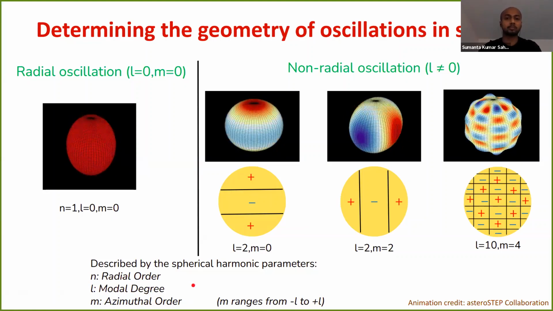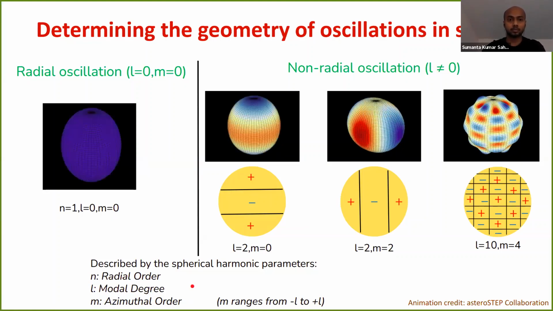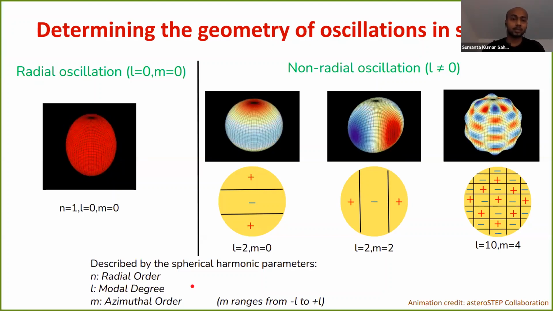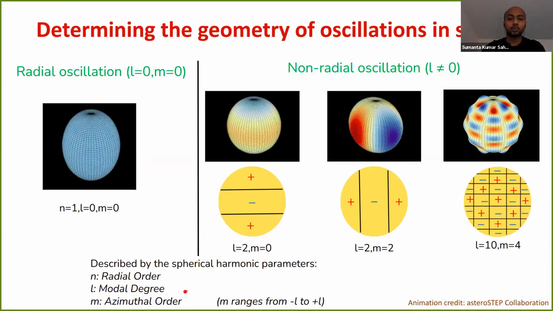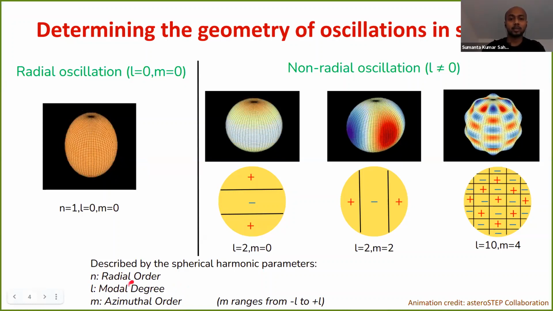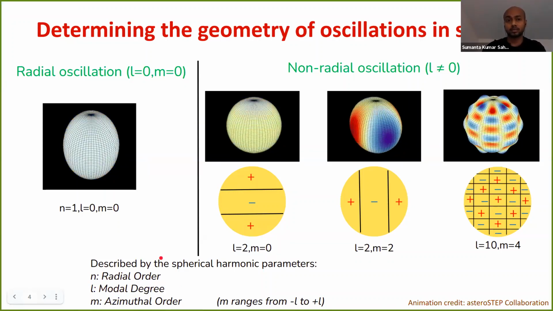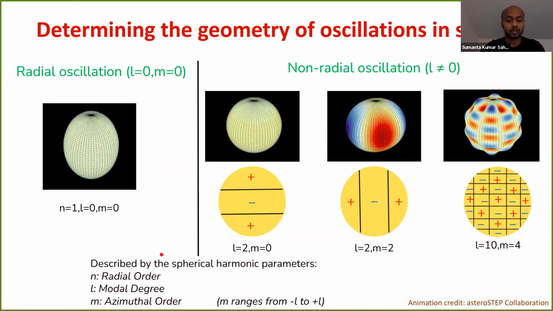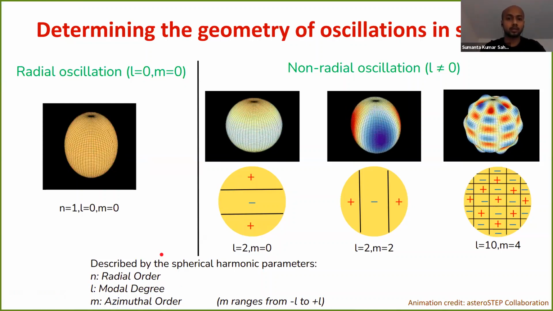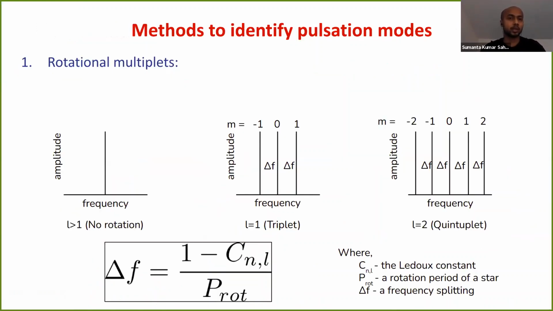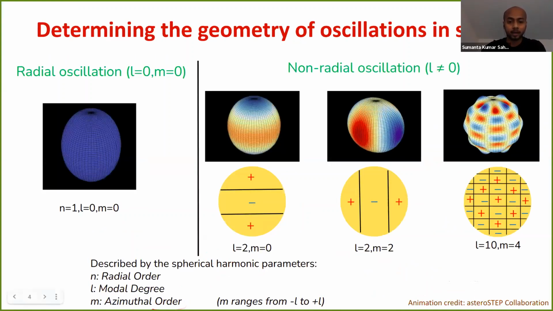After getting the pulsation peaks from TESS or from a satellite time series observation, we need to define these parameters for the determination of the oscillation geometry of the star. So how do we do that? Normally we use two methods for this purpose. The first one is called rotational multiplets, where we use the multiplet splitting due to the rotation of the star, as I mentioned here.